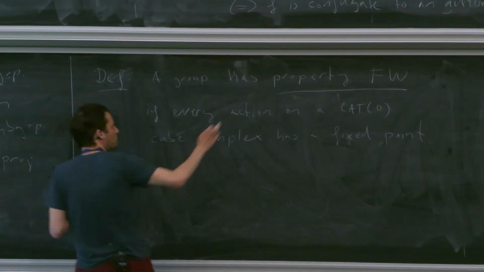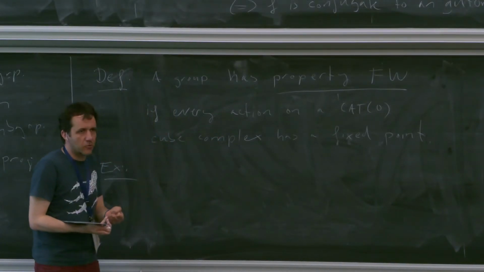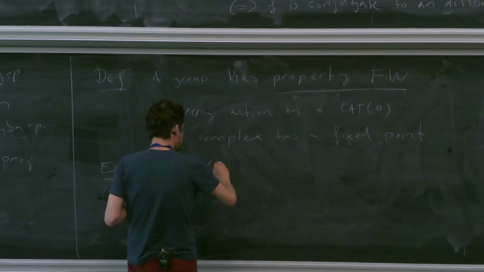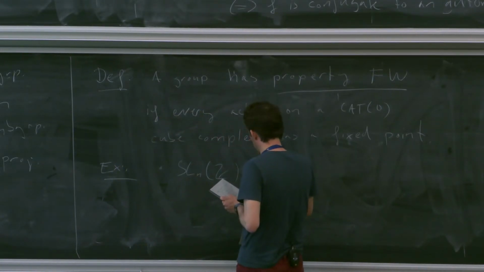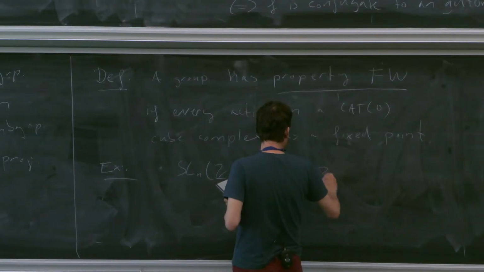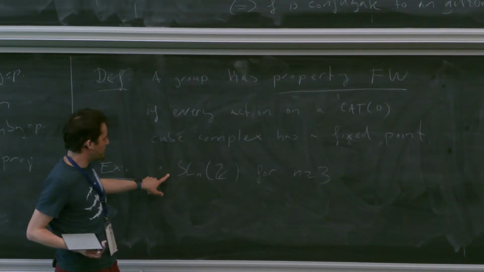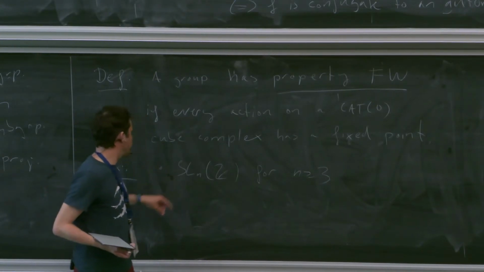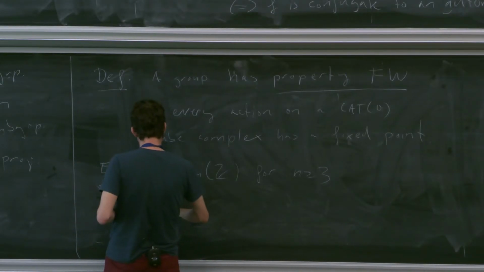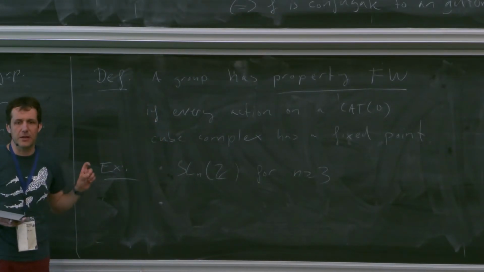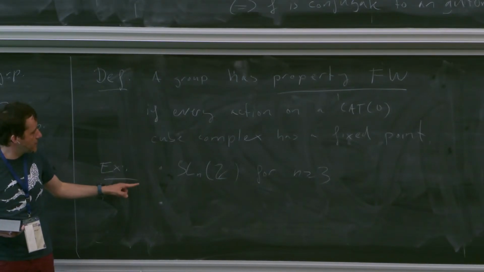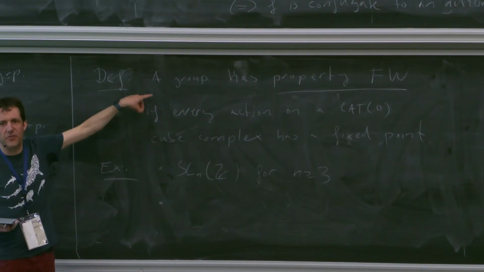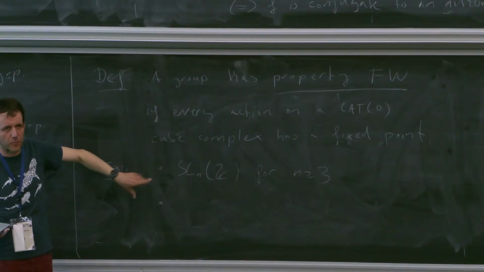But the thing is, there exist quite a few examples of groups with property FW, so very rigid groups in some ways have this. The basic example is SL_n(Z) if n is bigger or equal to 3. So these groups cannot act without a fixed point on a CAT(0) cube complex. Another context where you might have seen it is Kazhdan's property T. Property T is actually stronger than this one: if a group has property T, it also has property FW. But there exist groups that have property FW that do not have property T.